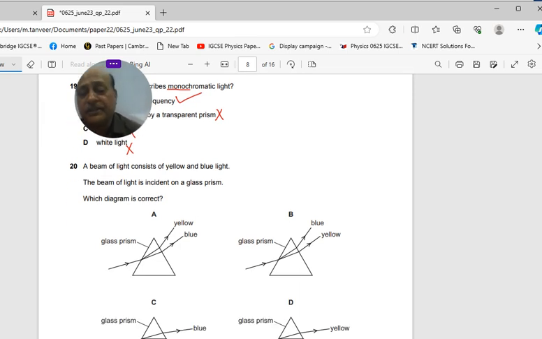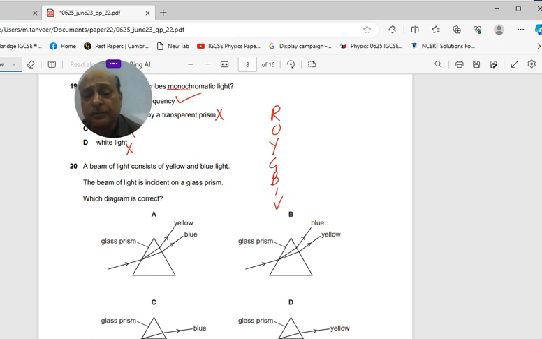Question number 20. A beam of light consists of yellow and blue light. The beam of light is incident on a glass prism. Which diagram is correct? Before solving this question, you have to memorize the pattern of colors. Since white light is composed of 7 colors, you have to memorize all these colors. Red, then orange, then yellow, then green, blue, indigo and violet. These are the 7 colors.